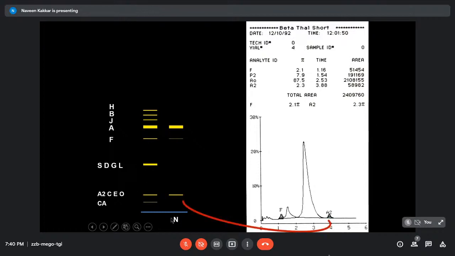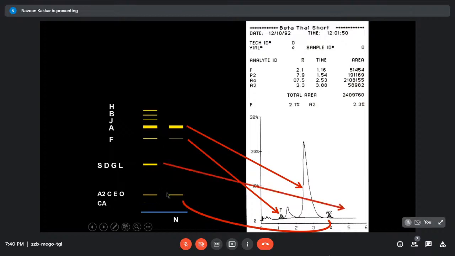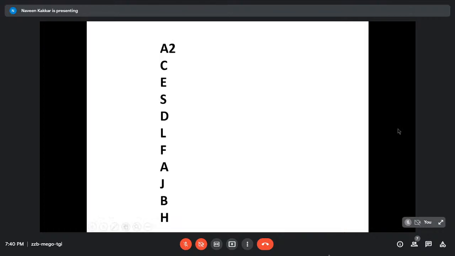So here you have your origin, and the first hemoglobin that you see is A2, C, O. Here A2 is last. Then your F was right up there, it's first here. Your A is right in the middle. And your S, D, G, L actually crosses over. So it's already a mess. So if you try to remember this order, you will make a mistake in interpreting HPLC here.